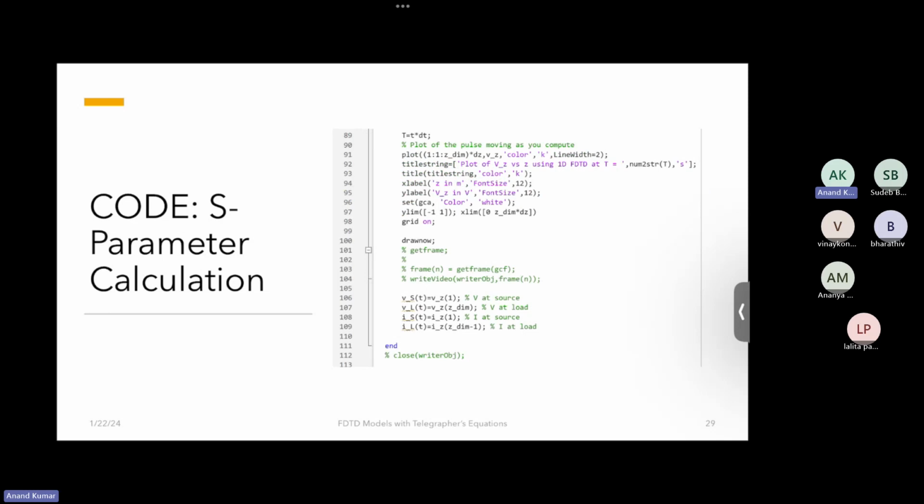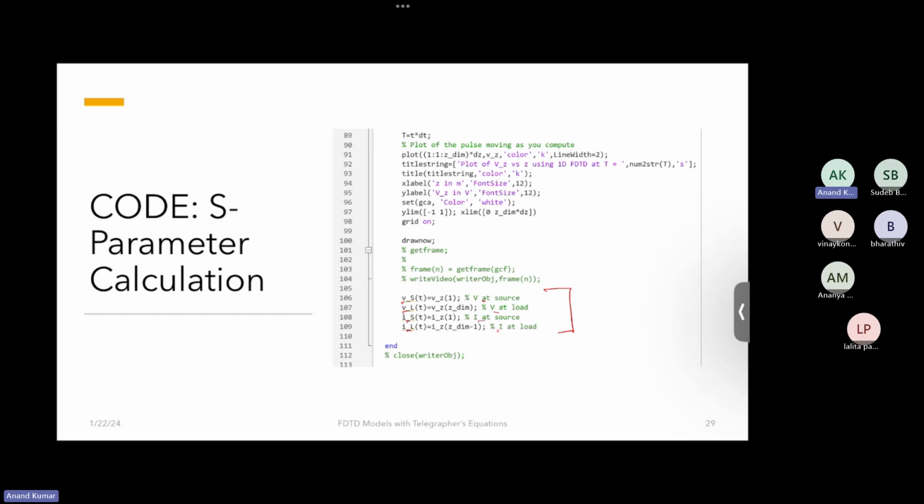Okay. Now the next thing that we do is we save the values. We need the voltage and current values at each port, so we save them over here. Vs is the voltage at the source, VL is the voltage at the load, Is is the current at the source, and IL is the current at the load.